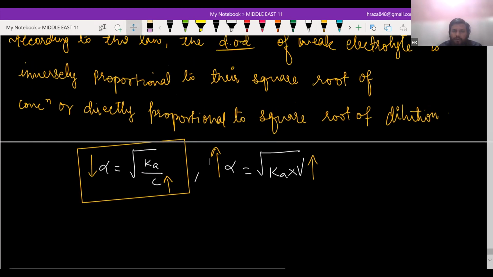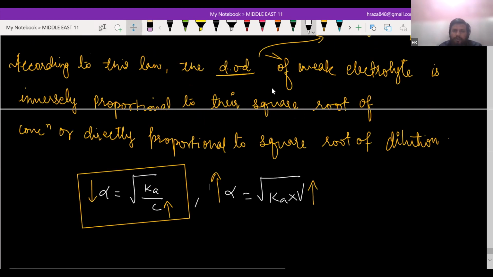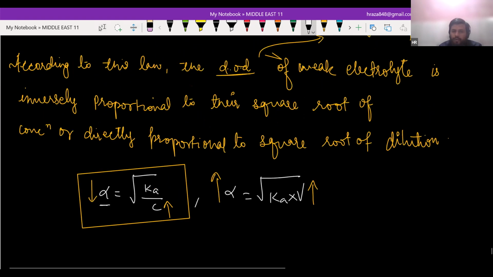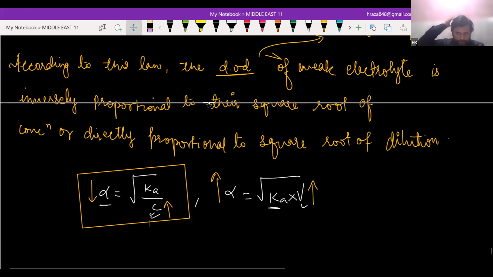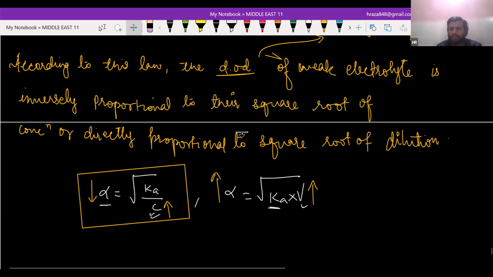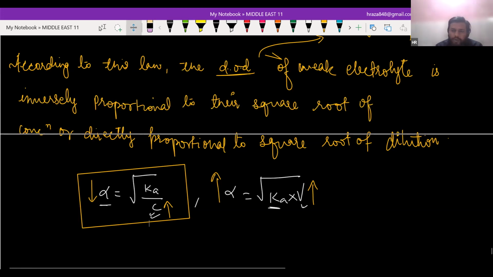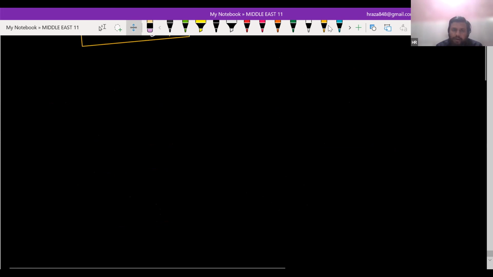First, called the law of dilution. We know that the degree of dissociation is directly proportional to dilution, or inversely proportional to concentration. If we have a more concentrated solution, that means dissociation will be less, and if dilution is more, then dissociation will be greater.